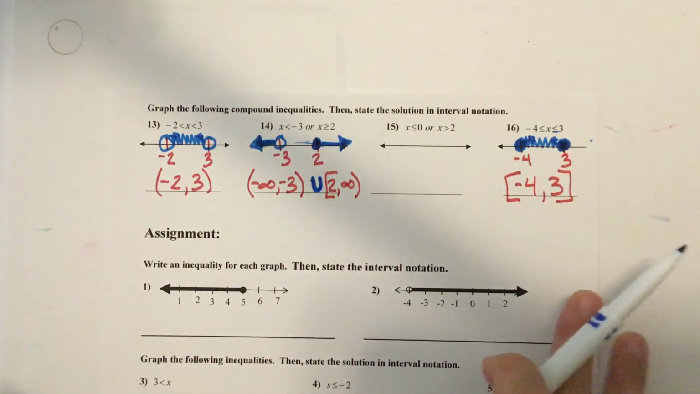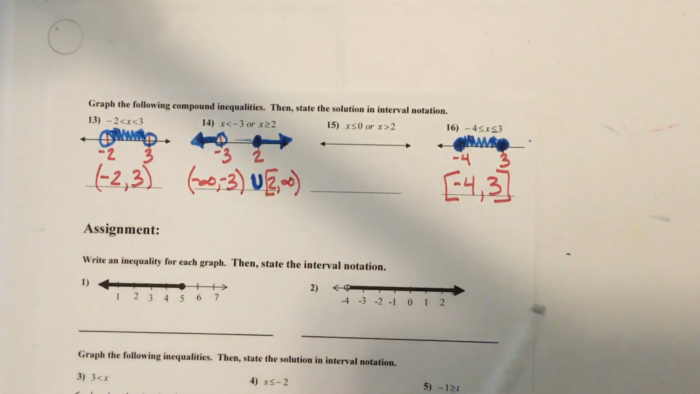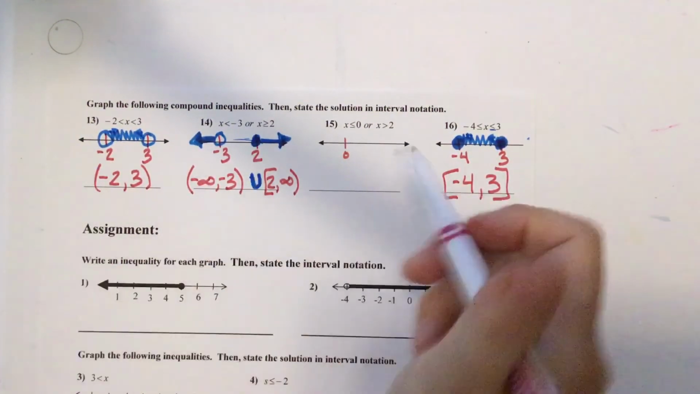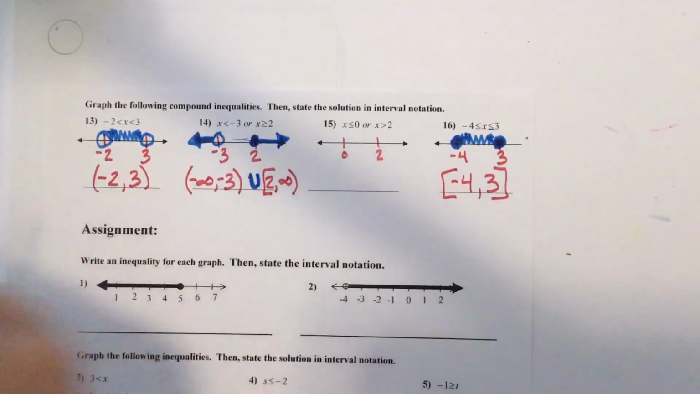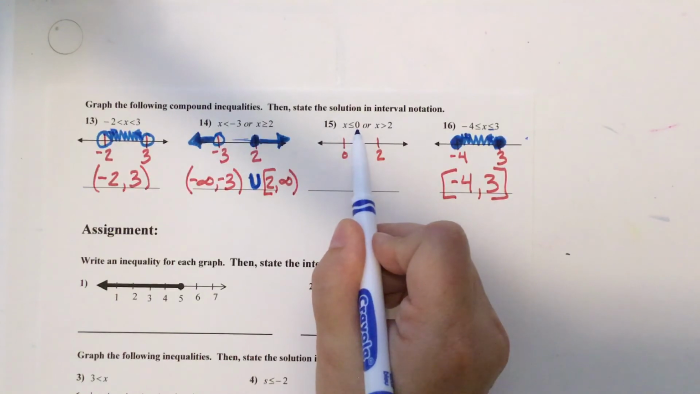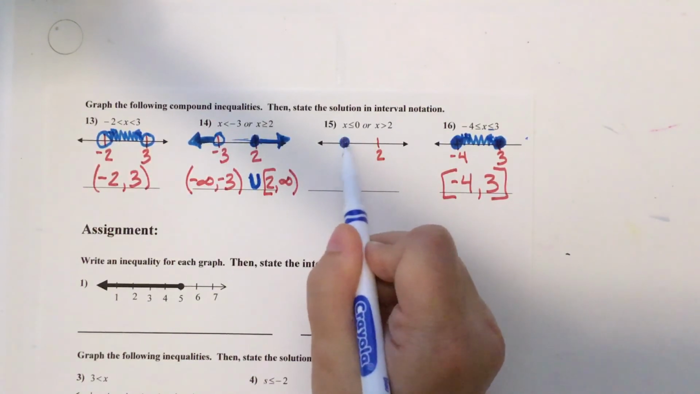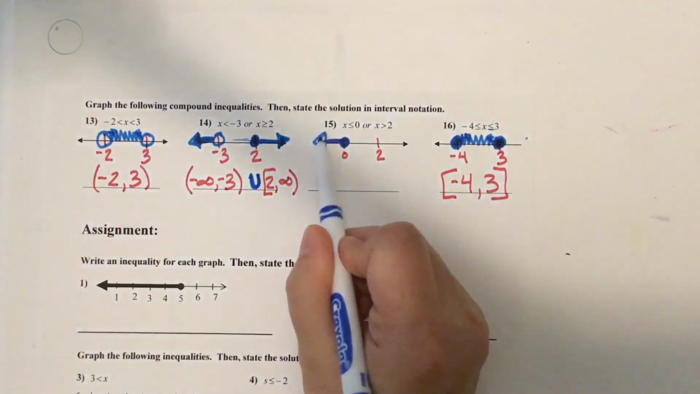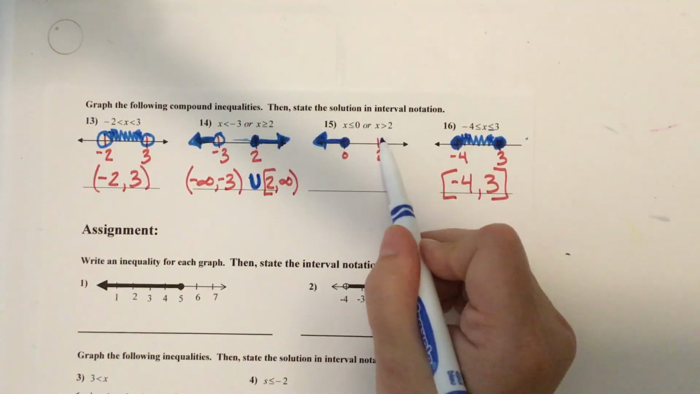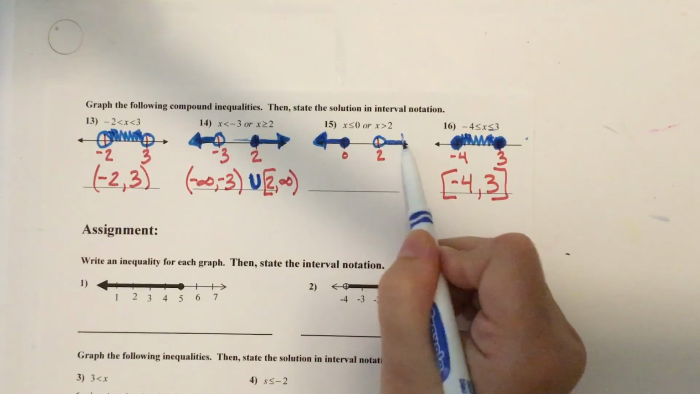Okay, and let's try this one. 0 is the smaller number, so I'll put it on the left. And 2 is the bigger number, so I'll put it on the right. So this says x is less than or equal to 0. So closed circle and less than's left. This says x is greater than 2. So open circle and shade to the right.